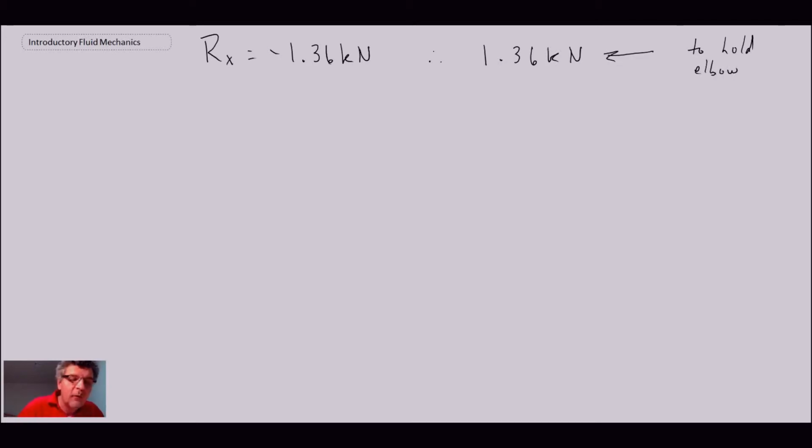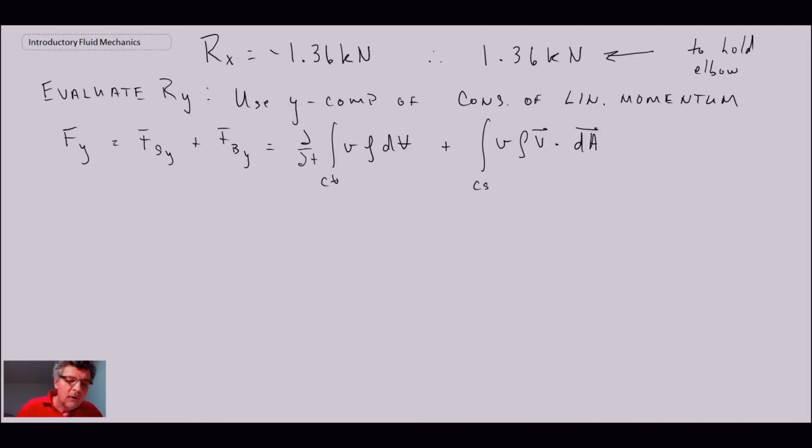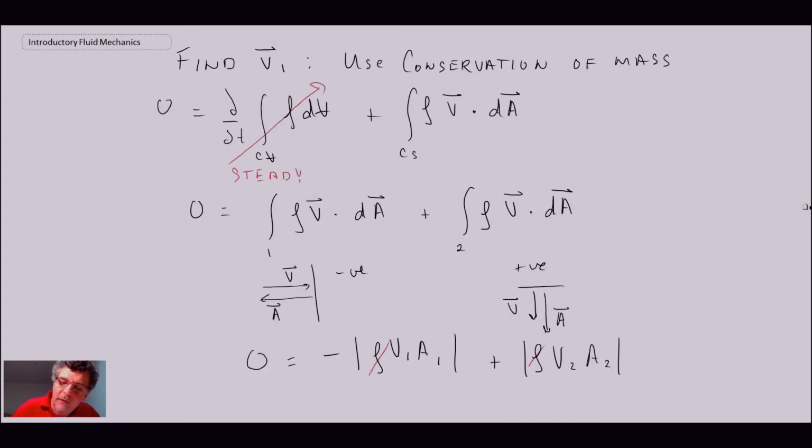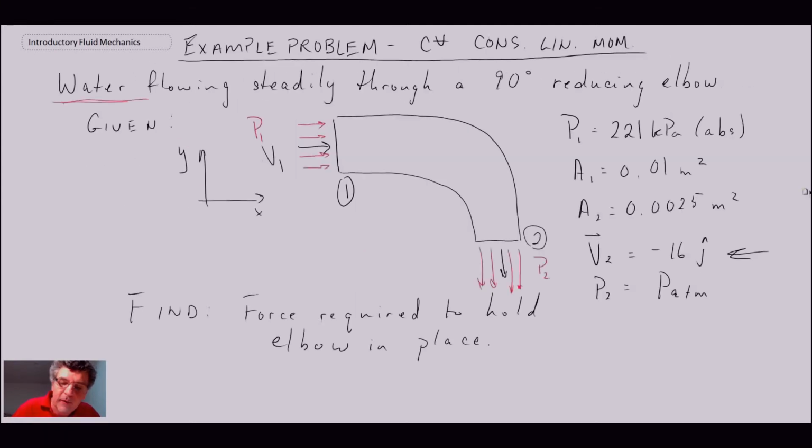Let's take a look at the Y component, and again we will use the Y component of linear momentum. So we get that. Now, looking at the Y component, going back to the free body diagram, let's even go to the problem statement. Where was it? It was right here.